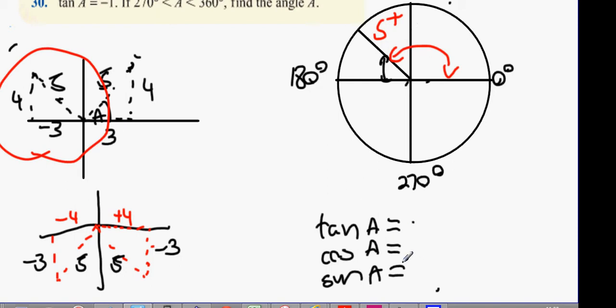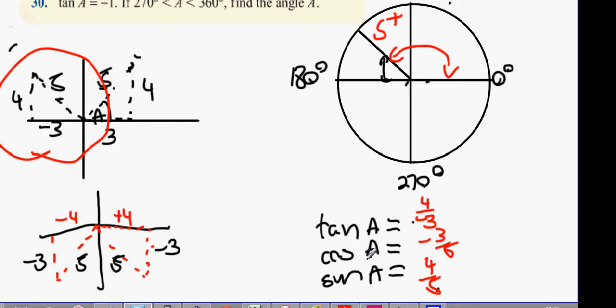Sine A is going to be 4 over 5. Cos A, minus 3 over 5. And tan A, 4 over minus 3. In this quadrant, only sine is positive. Sine is an angle that's worth over 90 degrees, okay?